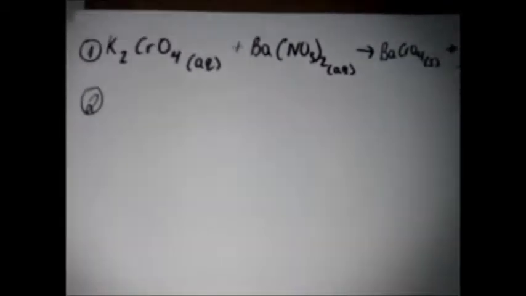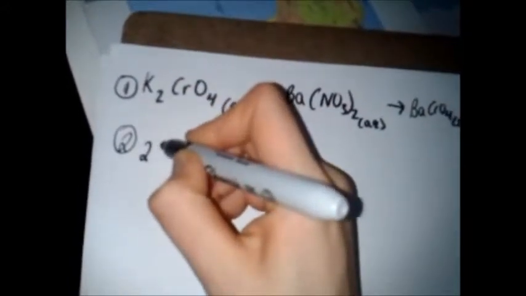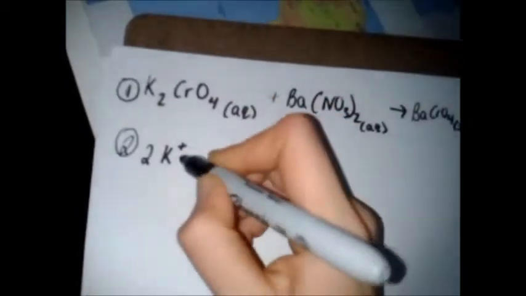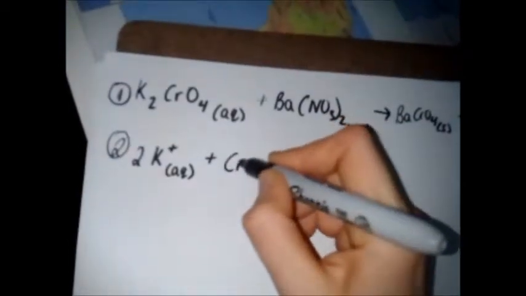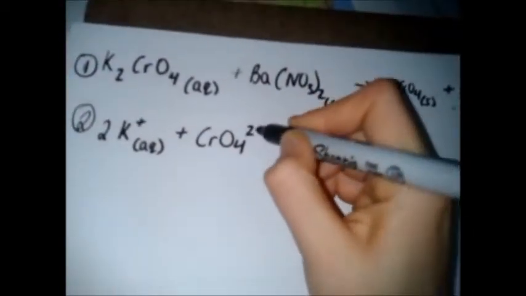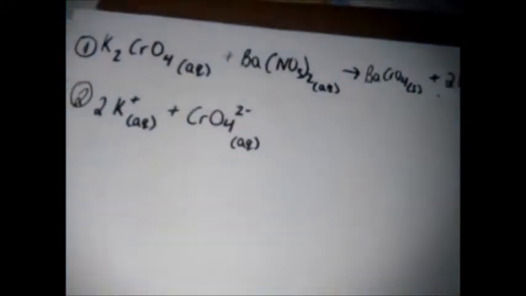So now moving on to your complete ionic, we're going to be breaking down all our aqueous species into ions. We see that potassium chromate is aqueous, so we will be breaking it down into its ions. There are two potassiums, so it's going to be 2K, the charge is positive one, group 1, aqueous, plus chromate. The charge on chromate is 2 minus. The only way to know the charge on chromate, because it is a polyatomic ion, is to know your polyatomic ions, so it's really essential, and I recommend you memorize them.